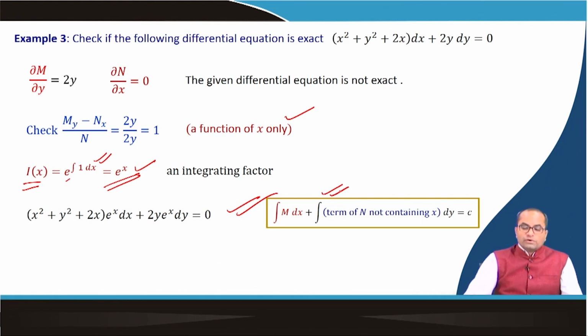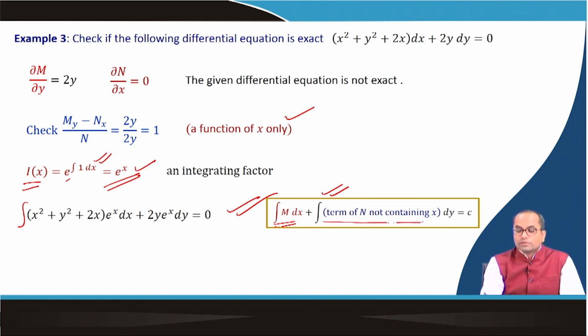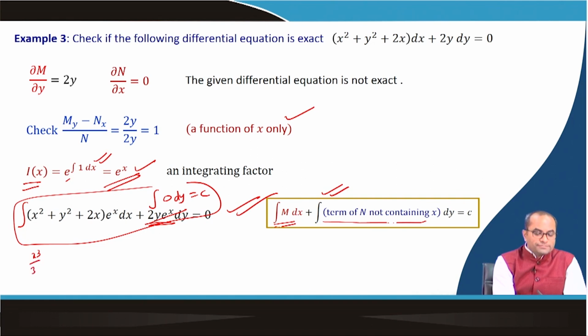Regarding the solution of this differential equation, we can again find this integral M dx. So, that means we have to integrate this M dx and then the term of N not containing x, but here it contains x, so we will not get anything, that will be 0, integral 0 dy equal to c. So, that will be the solution. So, here x^3/3, then we have here xy^2, then we will get here 2x e^x dx.